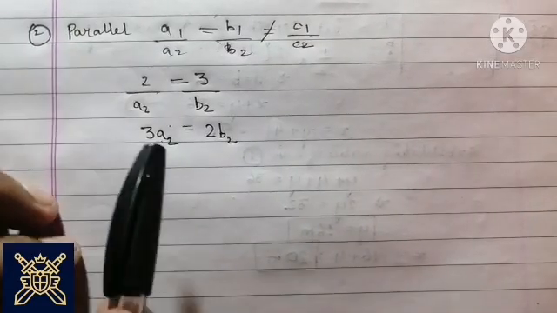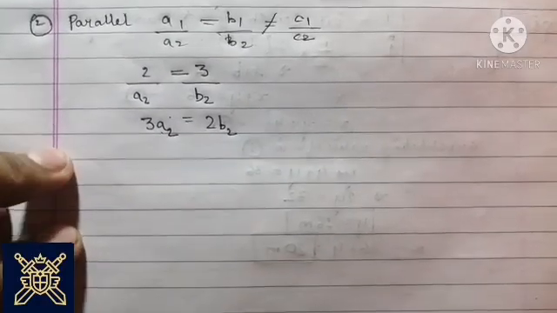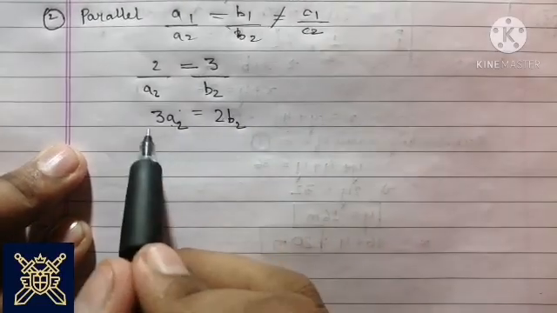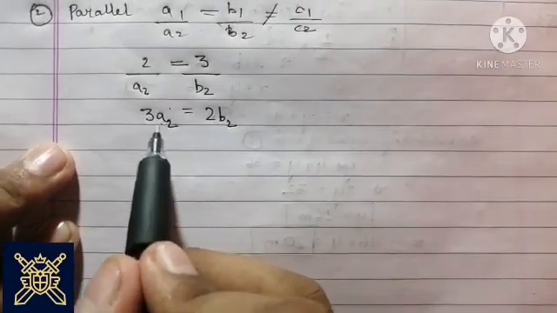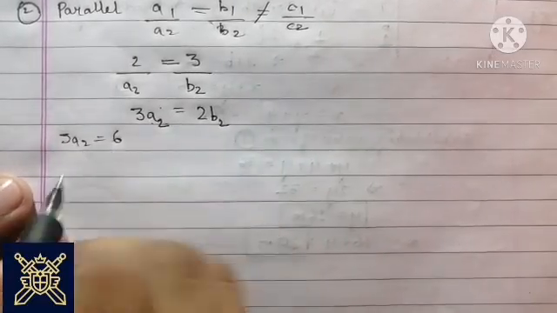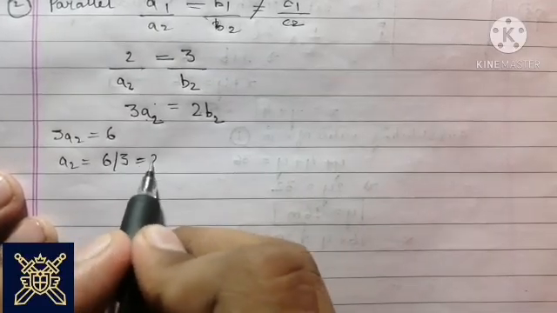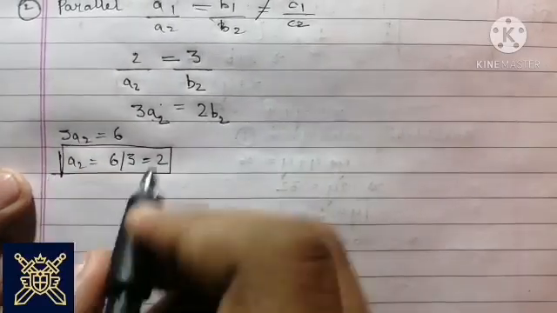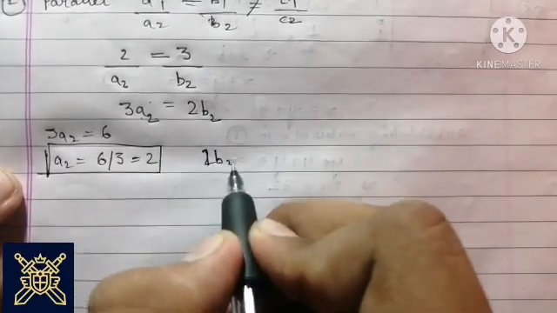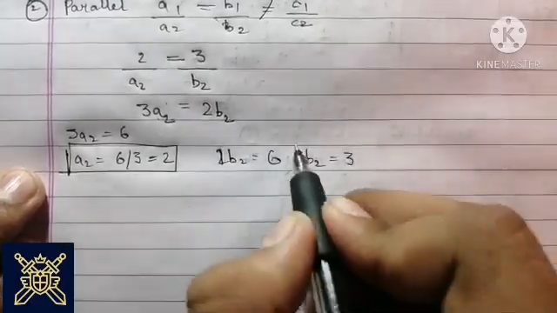Since you have to equate them, we will see the LCM of 3 and 2. LCM of 3 and 2 is 6. So we have to get 6 on both sides. If 3a2 is equal to 6, then a2 is equal to 6 by 3, that is equal to 2. So the value of a2 is 2. Similarly here, 2b2 is equal to 6. This implies that b2 is equal to 3.